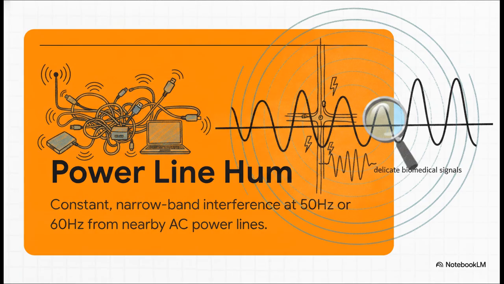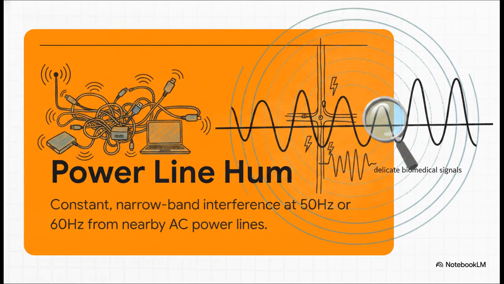Here's the reality. Every single electronic device, every cable, every sensor you use out in the field essentially acts as an antenna. And what do you think it picks up? It picks up the massive electromagnetic field generated by the AC electrical grid humming in the walls all around you. Depending on what country you live in, this interference creates a constant, relentless hum at exactly 50 Hz or 60 Hz.